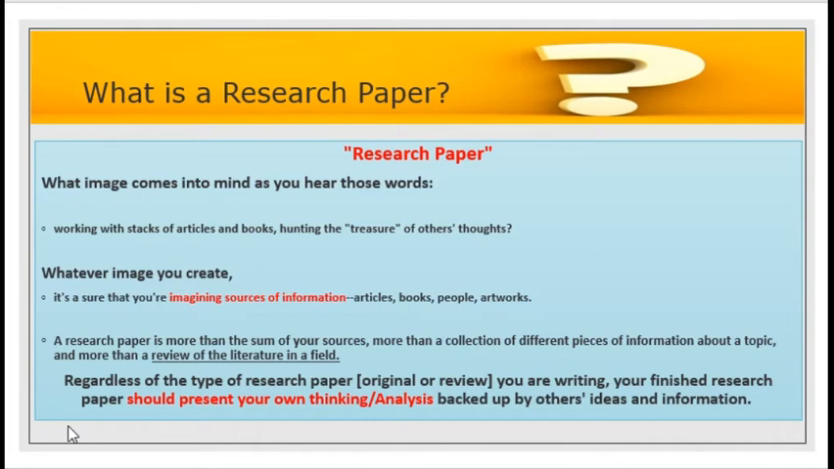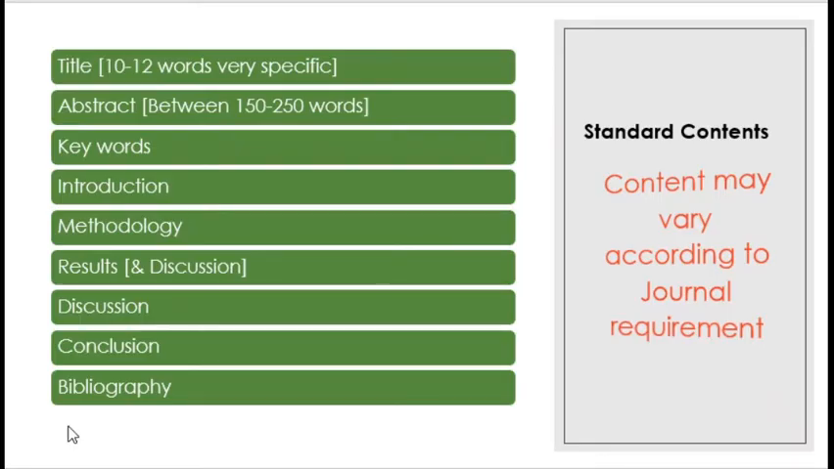Up next, let's discuss the standard table of contents required for a research paper. But keep in mind that these contents may vary according to the journal requirements. So, we might say, there is no hard and fast rule on contents of a research paper. List of contents includes: number 1, title; number 2, abstract; number 3, keywords; number 4, introduction; number 5, methodology; number 6, results and discussion; number 7, conclusion; number 8, literature cited.